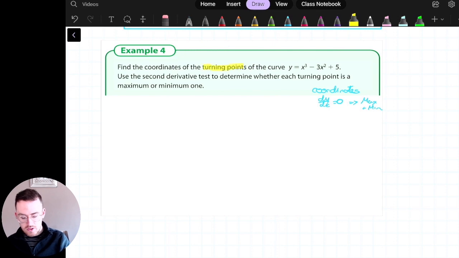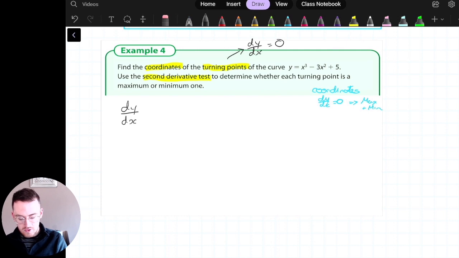Well, we're told turning points. We should know that at a turning point, dy/dx is equal to 0. As I've said there, we're looking for coordinates, and we're going to use the second derivative test. So let's first of all find our dy/dx.